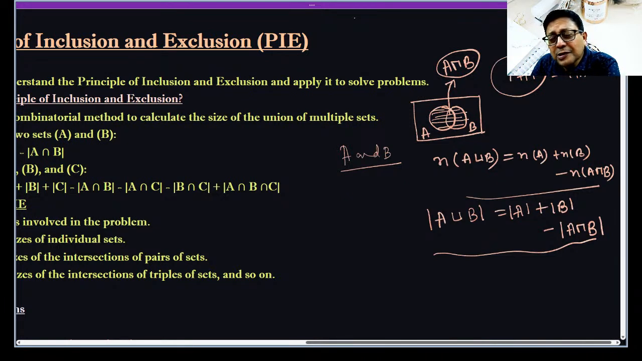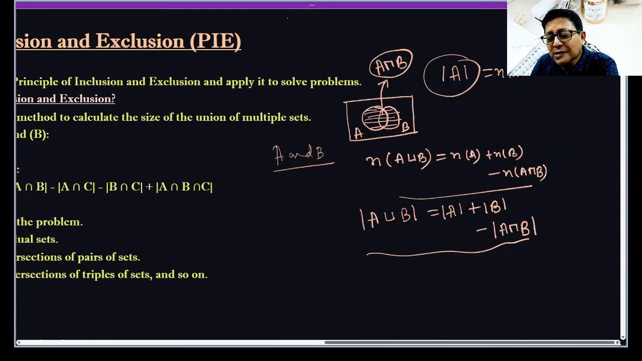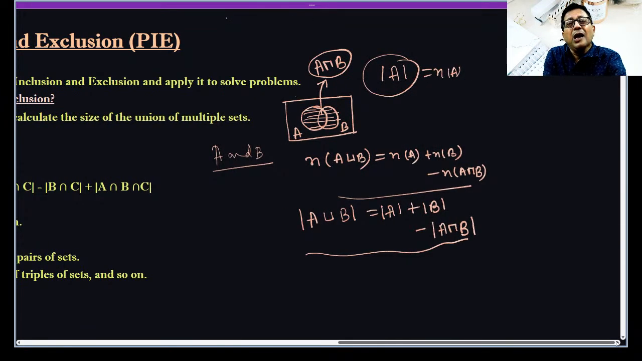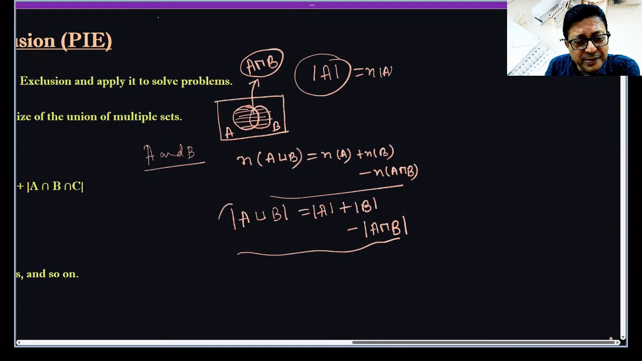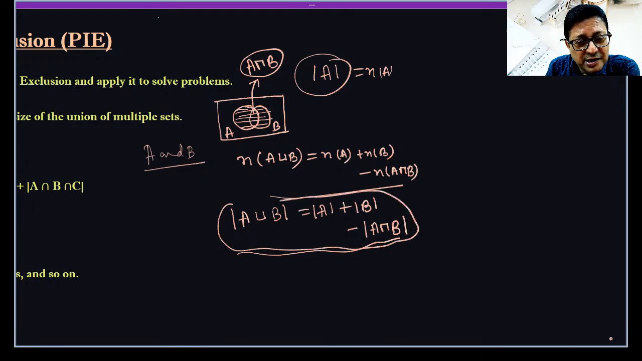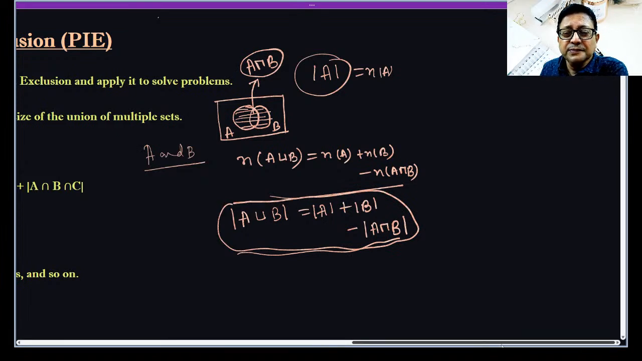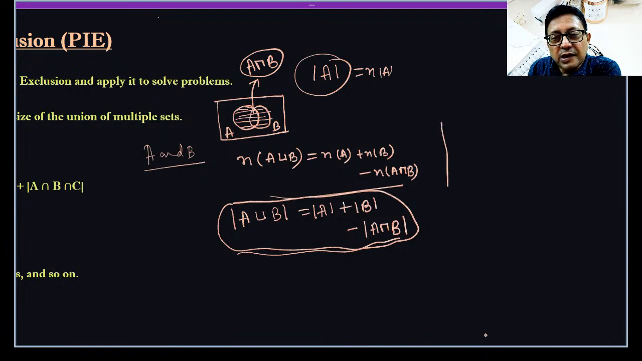Now, if you are supposed to find, somebody asked you this question, how many elements are there that do not belong to neither in A nor in B? How will you find it? This is a case where we have found number of elements in A and B, total number of elements. Now number of elements nowhere in A and B will be what?